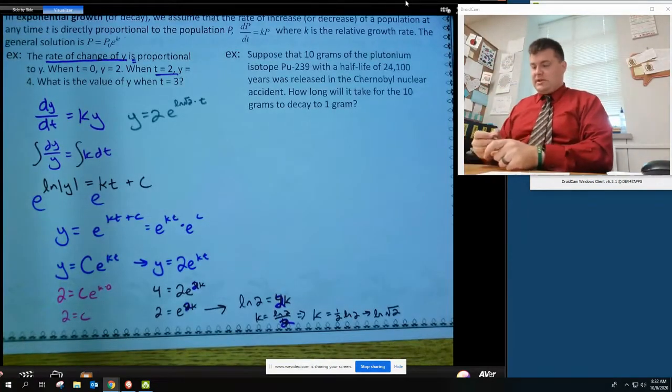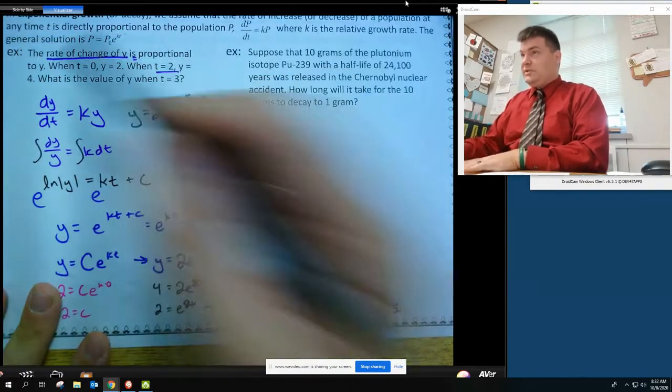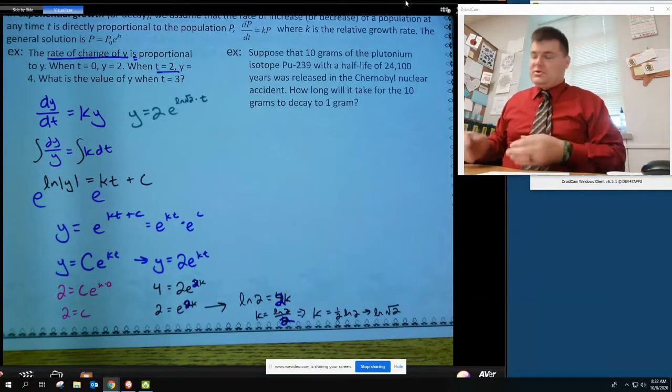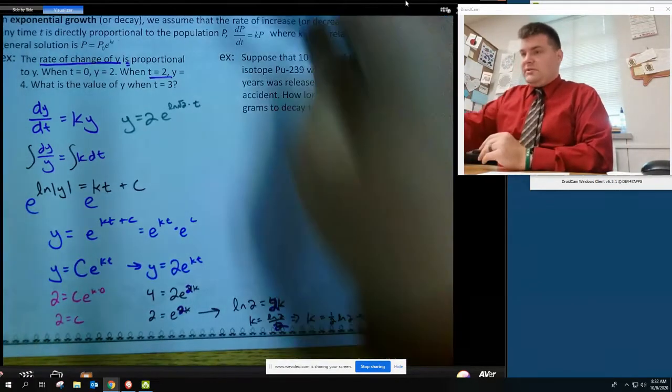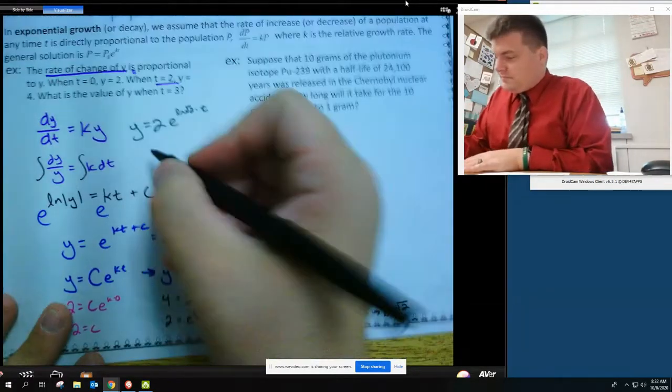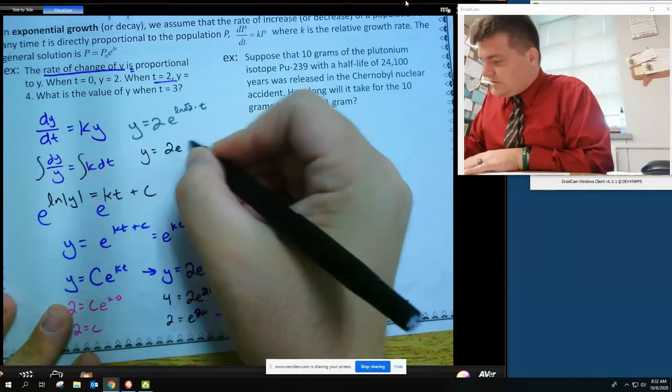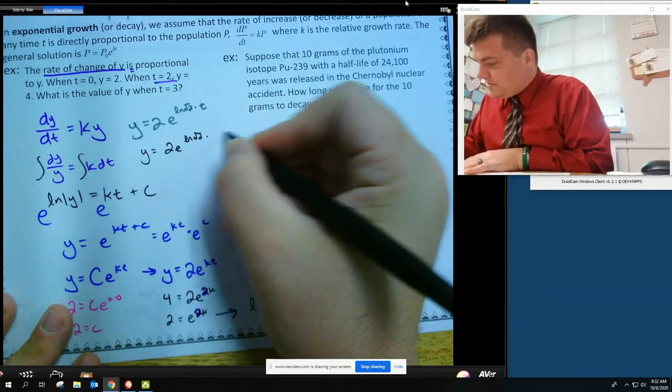So that's our equation that we found given these two pieces of information, as long as you plug in the correct numbers. And then it asks what the value of y is when t is 3. So all you can do is just plug in the 3. So y equals 2e to the ln of root 2 times 3.